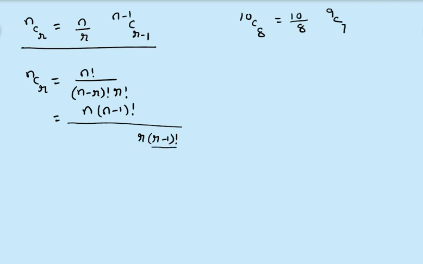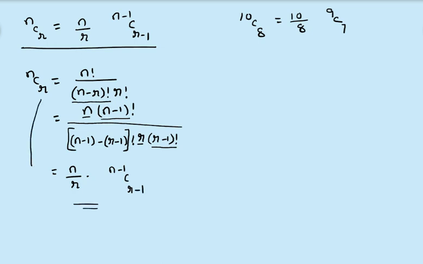By observing this (r-1)! and (n-1)!, how am I going to modify this (n-r)! as (n-1)-(r-1))!. Right, now this is n and here r, we can separate it, that we can write as n/r into n-1Cr-1. So that's why nCr can be written as n/r into n-1Cr-1.